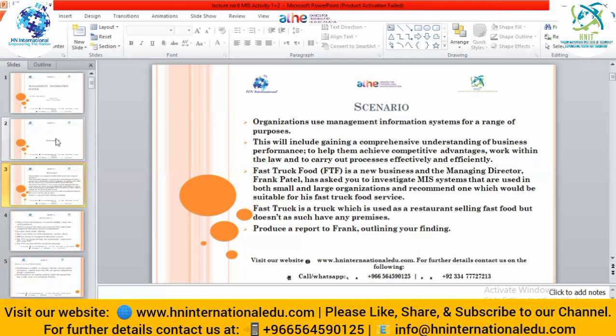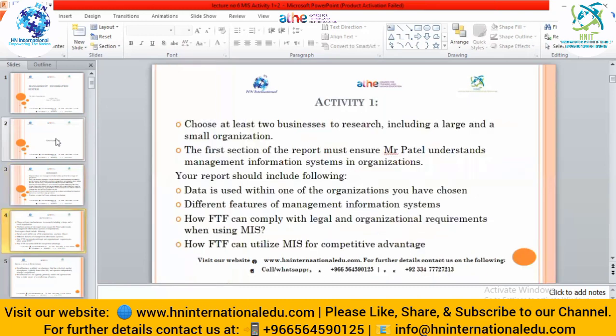So we have to study all the types of management information systems, and then we have to suggest which one will be the suitable management information system for the FTF. Now, the introduction of Fast Truck Food is that it is a restaurant that has all the capabilities of a restaurant, and they are selling the food, but there is no premises for that restaurant, and we have to make a report that will outline all the requirements that we need.